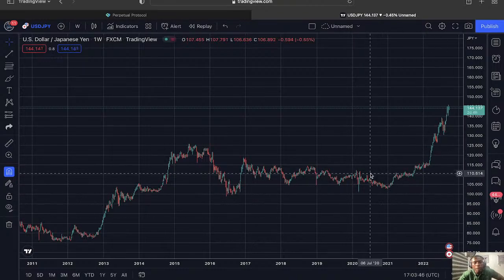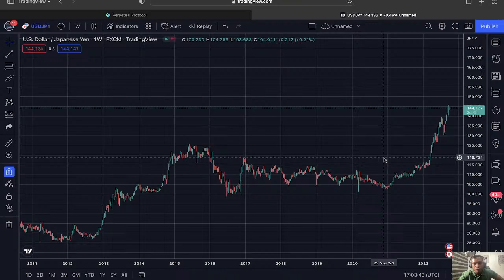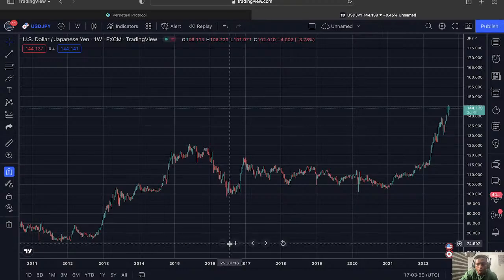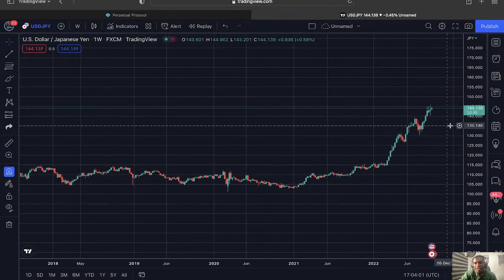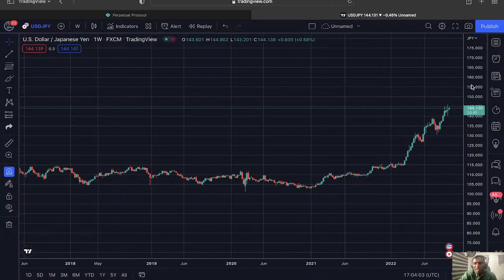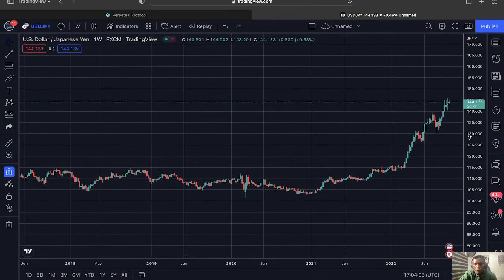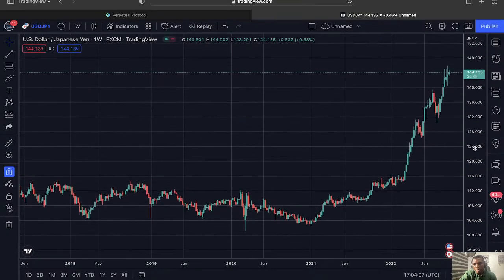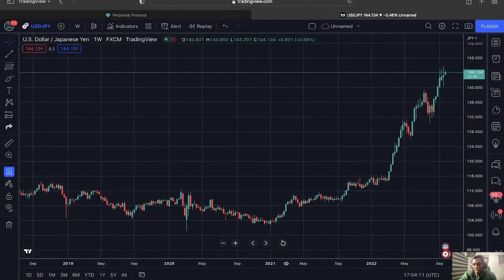All right, now when we look into USD JPY, we are looking at the US dollar and the Japanese yen. So this is the weekly time frame.